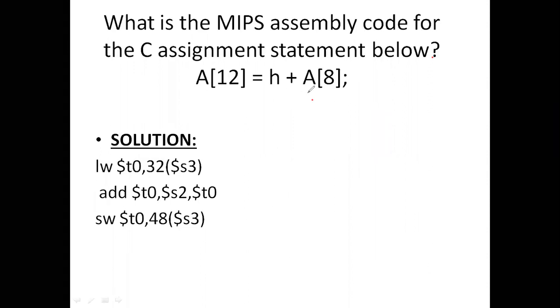So here we have to use the value from the 8th location in the A variable, and we have to store the result into the 12th location in the A variable. So we know very well about arrays. What about the first location of the array variable? The first location will be 0, the second location will be 1, the third location will be 2, and the fourth location will be 3.